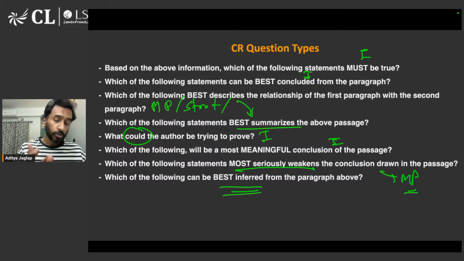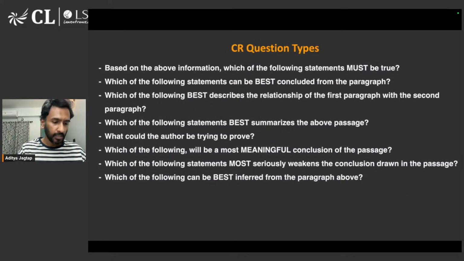Most of you will realize that this is basically what an RC does, especially in XAT as well. These are the kind of questions we see. So the question types are similar. What changes is the length of the information we have to go through to answer these questions. In an RC, it could be 300, 350 words, but here usually somewhere around 200 words or 150 words.